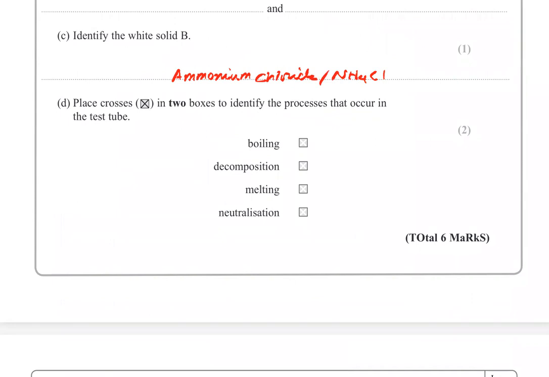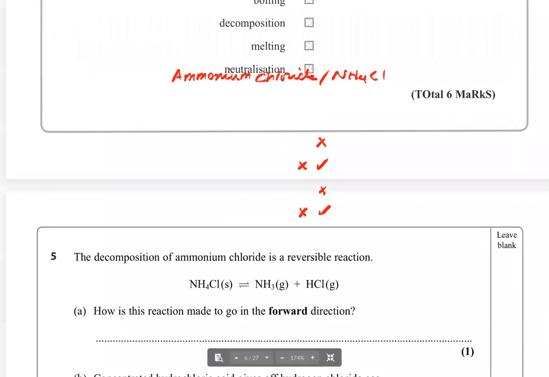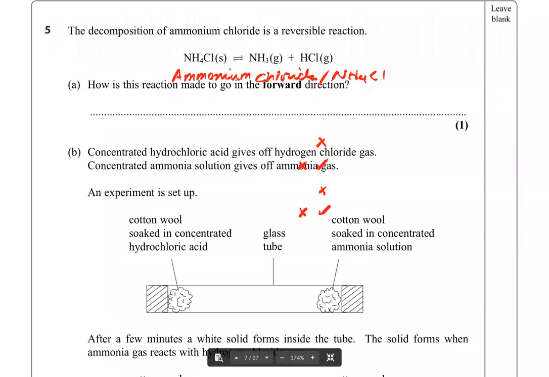Place crosses in 2 boxes to identify the processes that occur in the test tube. ما بيحصلش boiling، بيحصل thermal decomposition، يبقى it's right. ما بيحصلش melting، بيحصل neutralization ما بين الأمونيا والهيدروجين كلورايد، يبقى it's neutralization. That's question 4. Question number 5.